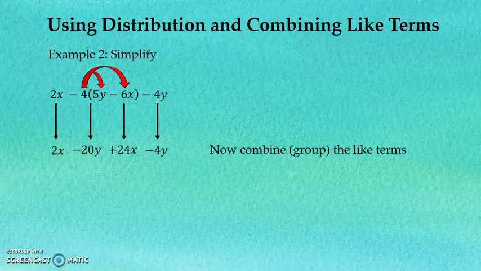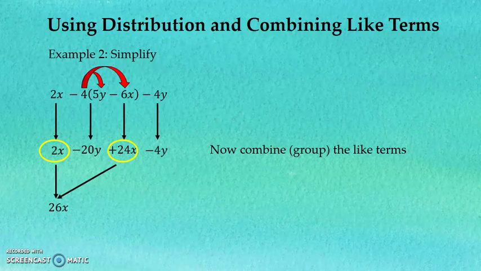Again, we're going to combine or group the like terms. Here we've got 2x and plus 24x. 2 plus 24 is 26x. We've also got minus 20y and minus 4y. Minus 20 minus 4 is minus 24y. So here we have a simplified version of the original expression.